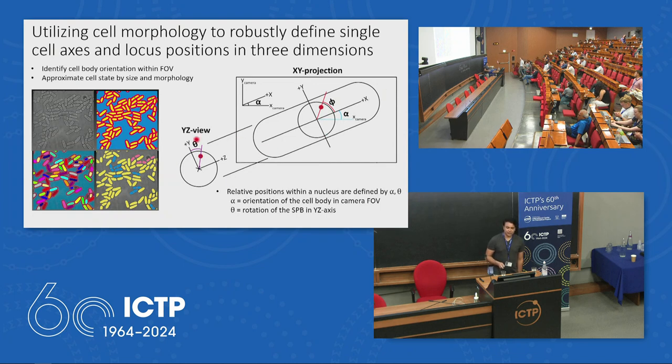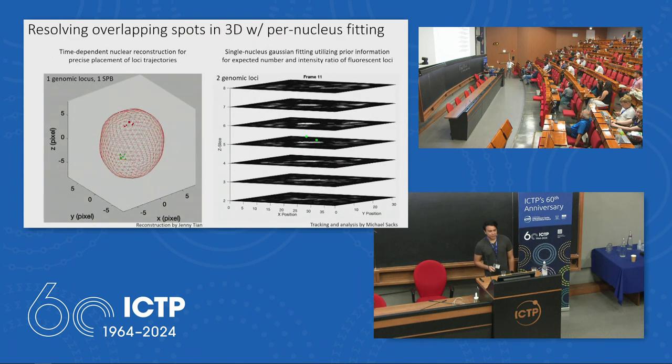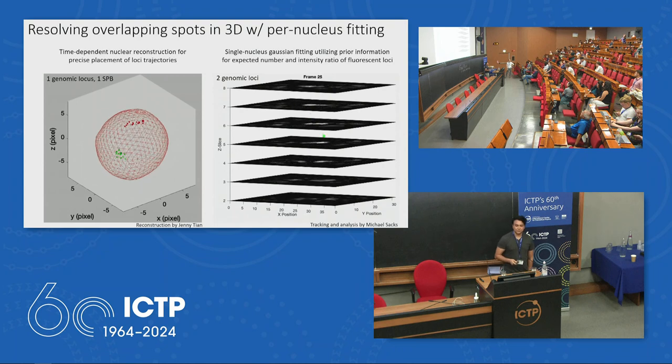And then we can also take a look at the nucleus, and using the YZ projection, spin the nucleus so that our spindle-pole body oscillations are always in frame. So basically, we can define our axes by just these two angles, alpha and theta. With that, we can start to do reconstructions in three dimensions, and this is really the advancement we've made in the last couple of months.